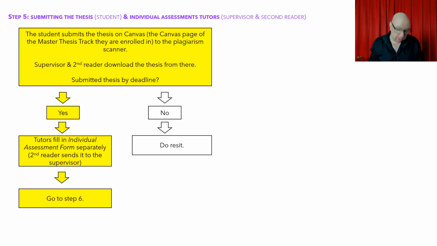If you did not hand in the thesis before the deadline, you automatically, of course, go for the resit. It's an exam, so there will be a resit. I'll say something more about that in a moment.